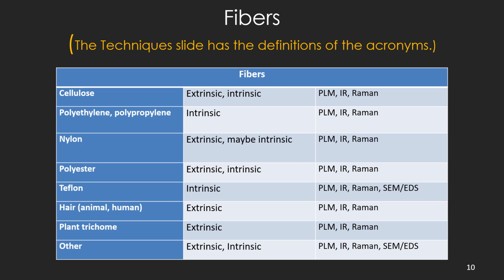Fibers are one of the most common contaminants that you're going to come in contact with. Here's a list of the ones that have been the most common in my experience: cellulose, nylon, polyester, hair, human hair, plant trichomes. All of these are very common. And in general, it's PLM, IR, and Raman.